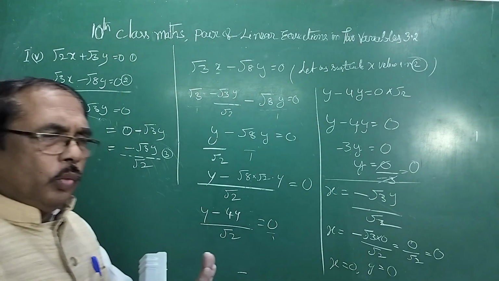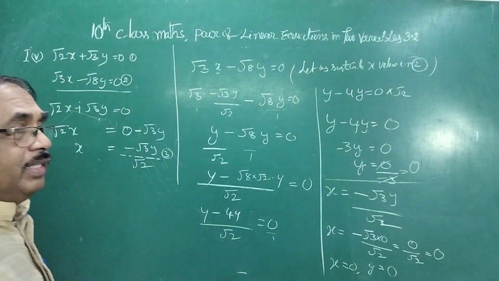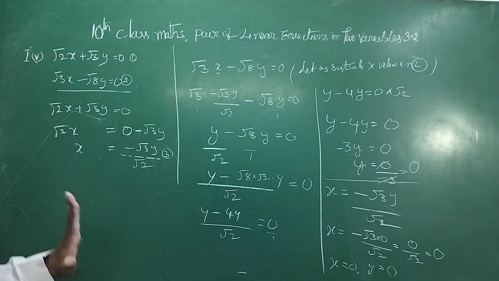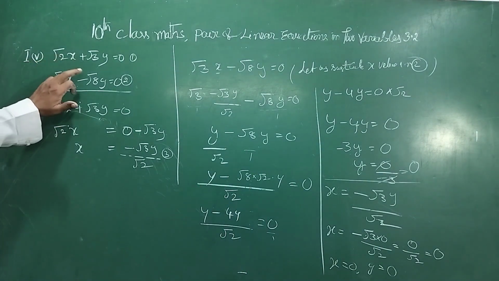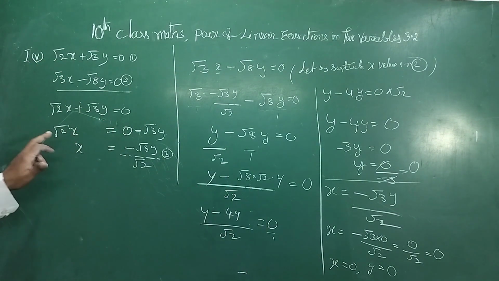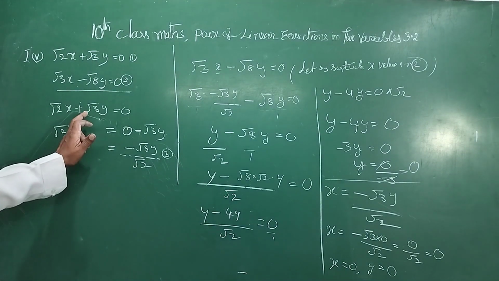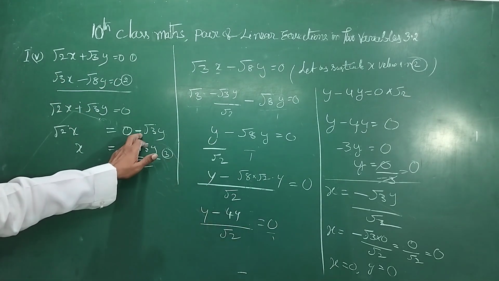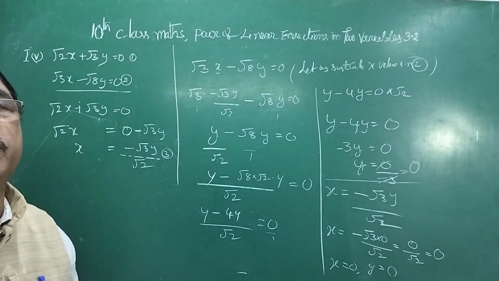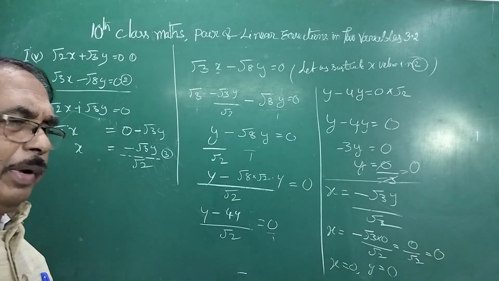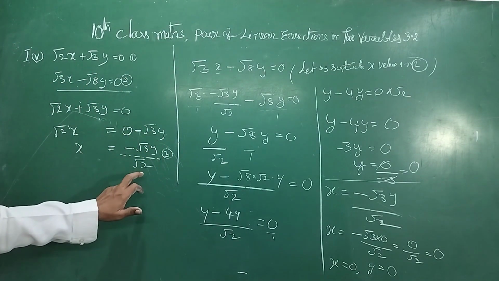Now, what did we do? We did nothing special, as usual. But what is the problem here? It looked like root 2's, so we have to be careful. Root 2x plus 3y is equal to 0. We have to find the x value, and x has the root 2. Root 2x is equal to minus 3y, as plus 3y goes to the other side. So x is equal to minus 3y by root 2.